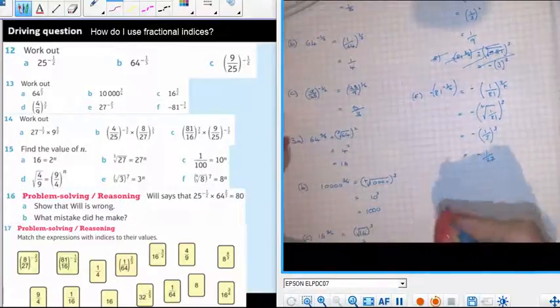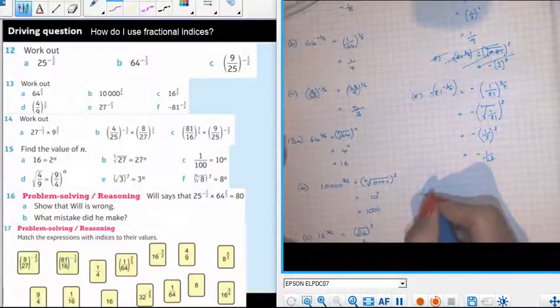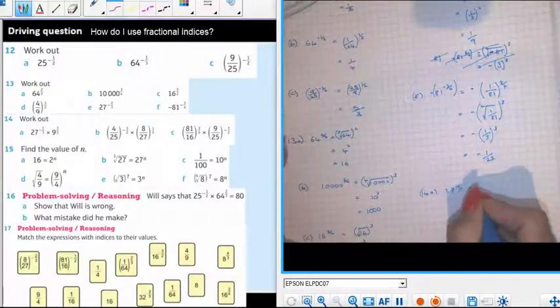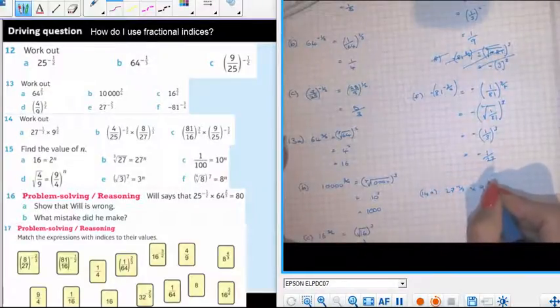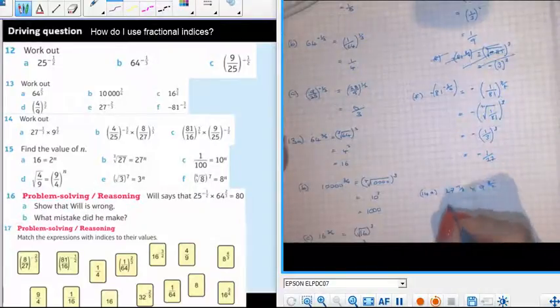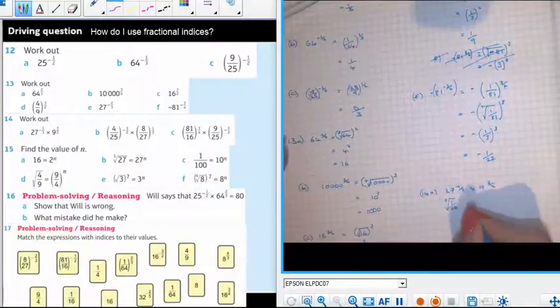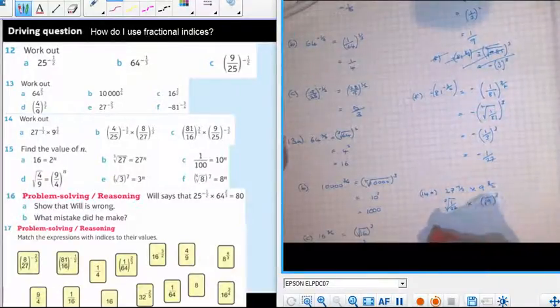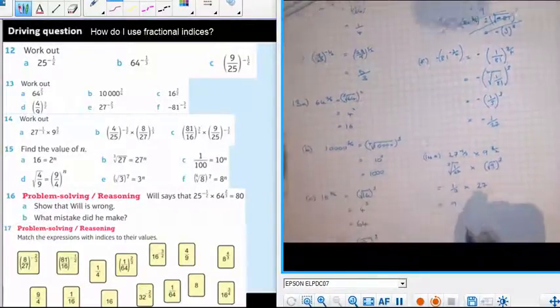Question 14. 27 to the power of negative 1/3 multiplied by 9 to the power of 3 over 2. So this is the same as 1 over 27 cube rooted multiplied by square root of 9 cubed. So it's going to be 1 over 3 multiplied by 27. And 1/3 of 27 is 9.